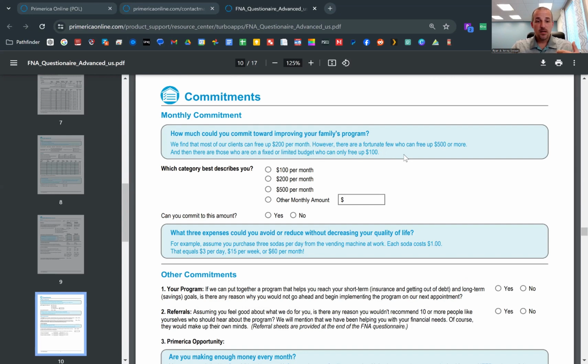And you can ask them, how much do you think you could commit to improving your current family's financial plan? And you can go right in and just say, we find that a lot of clients can free up about $200 to $300 a month towards their financial plan. Some can do 500 or more, and some can do 100 or less. It just depends on everybody's situation. Where do you guys fall, and how much do you think you could commit in addition to what you're currently doing to your current financial plan? And they'll give you a number. Write it down, and then you can create your plan based on that.